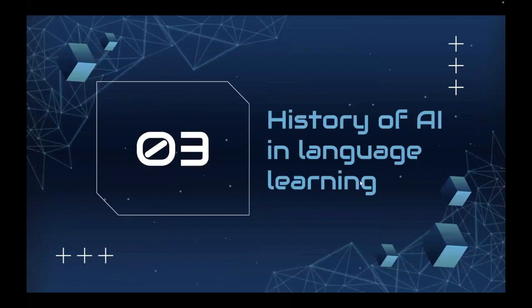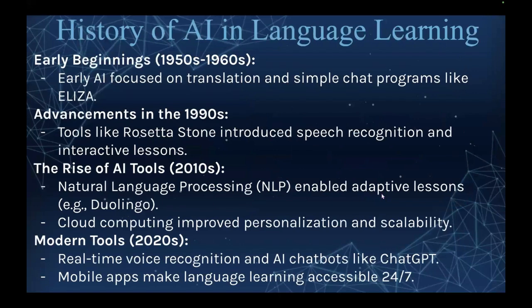So now we're going to get into the history of these language learning models. So in the early beginnings, this is in the 1950s to the 1960s, early AI was focused on translation and simple chat programs like ELIZA.